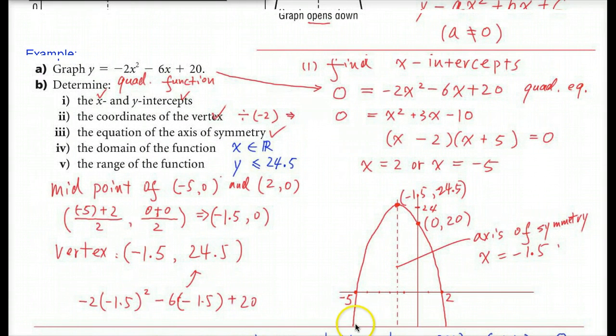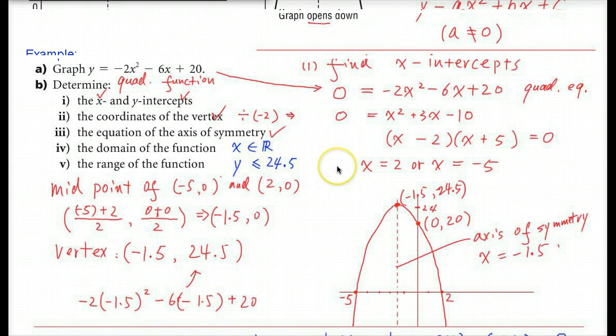The graph has an opening down, and this is the axis of symmetry, and these are the two x-intercepts. Now if we can find out the two x-intercepts first, then we should be able to locate the axis of symmetry, because this line of symmetry is in the middle between these 2 points.